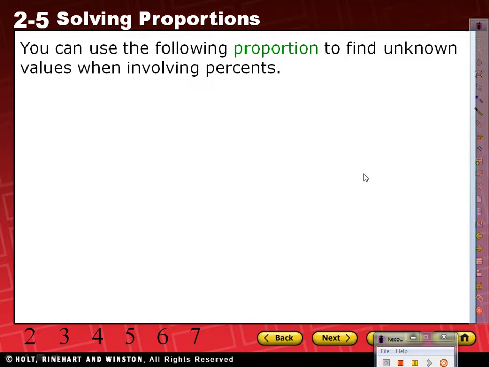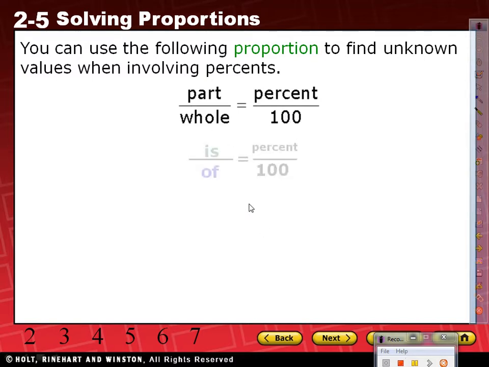Okay? Next, everybody look up to the screen, please. You can use the following proportion to find unknown values involving percent. So here's one of the proportions that they gave you last year. Who remembers this? Part over whole equals percent over 100. Okay? If you don't remember that, here's another one. How about is over of equals percent over 100? Okay? Now check this out. Who noticed that the 100 doesn't change?